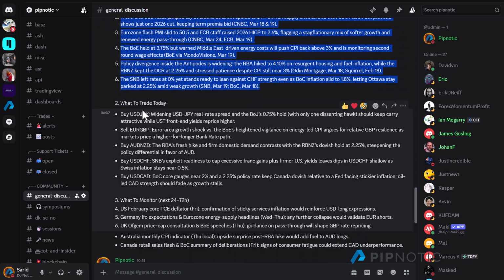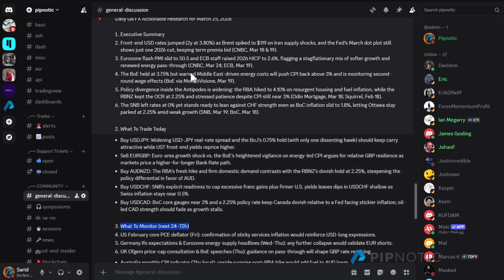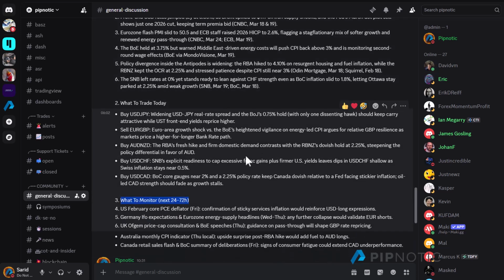Next, I have this section, what to trade today. We're buying this, we're selling this, we're buying this, we're buying this, we're buying this. And after each one, we have why. This is beautiful. This is super, super beautiful. Okay, I want to know these things, but I certainly want to know why. And down here we have what to monitor over the course of the next 1 to 3 days, because this stuff can either affect our trade course positively or negatively. Okay, it's super interesting, and I don't have to read long articles. I just have to read this very short, very detailed post.